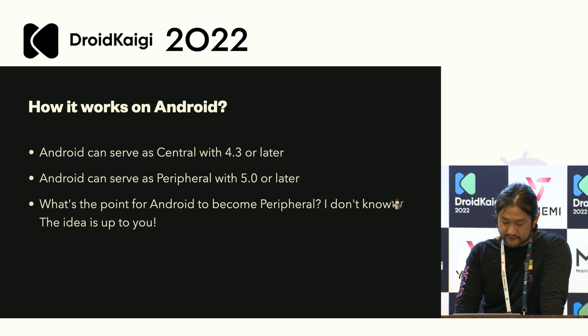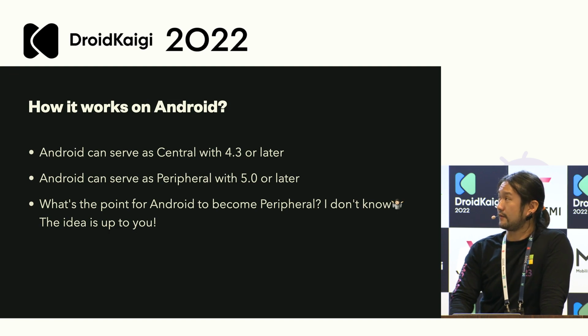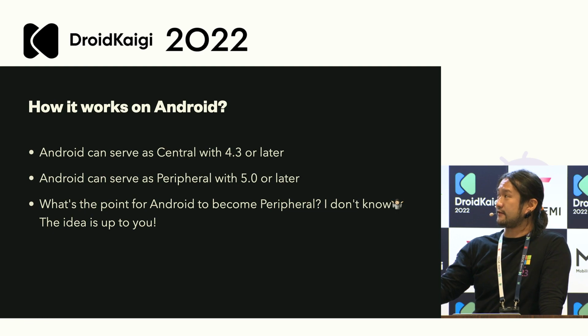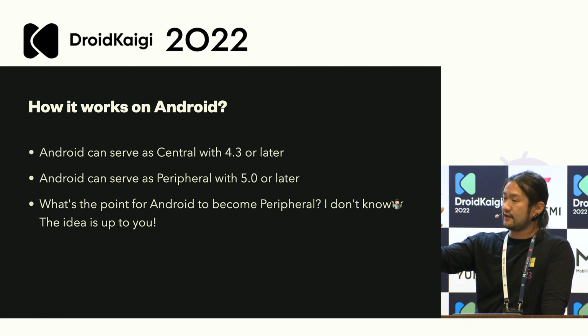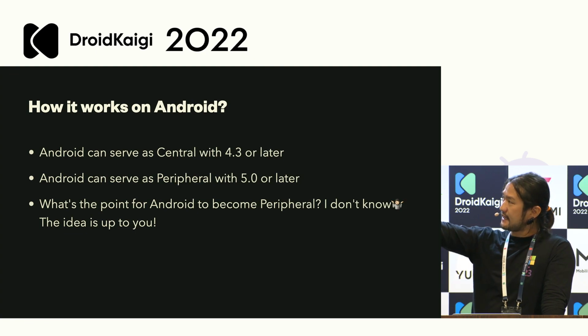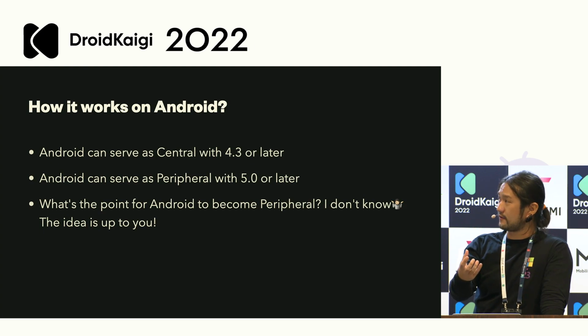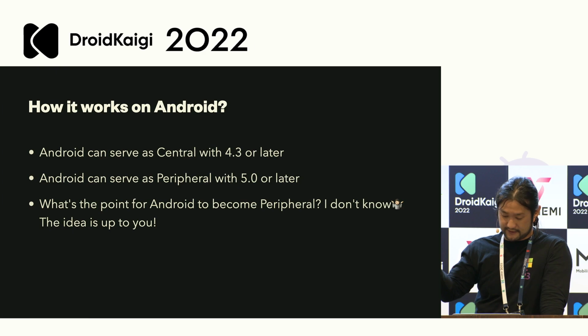So what does this mean for Android? Starting with Android 4.3, Android devices can be a central. Starting with Android 5.0, Android devices can also be peripherals. What's the point of doing that? It sure depends on your ideas. Because becoming a central is very natural, right? You have the sensor devices, and you want to connect with the sensor devices with your Android, which is very natural. This is the central role. And on the other hand, the peripheral is the Android device itself becoming a sensor device. Right now, there is no point in doing that. But it depends on your idea.